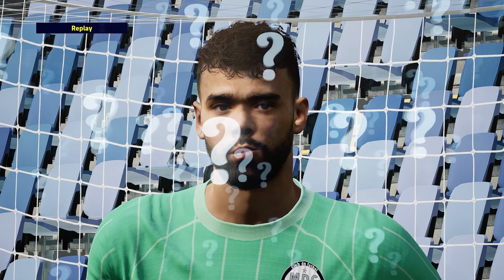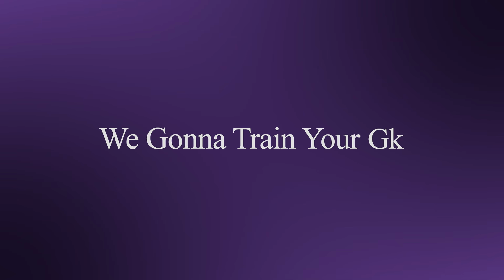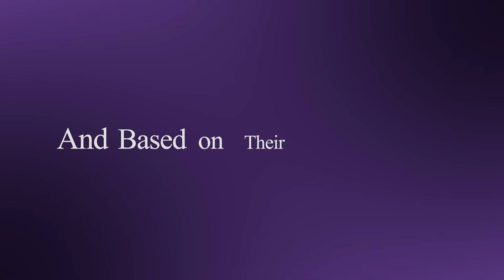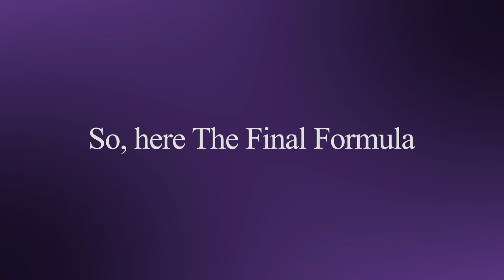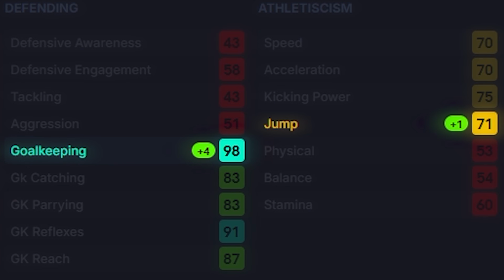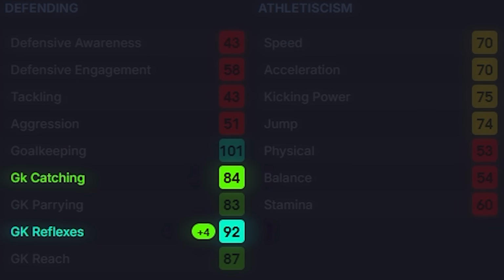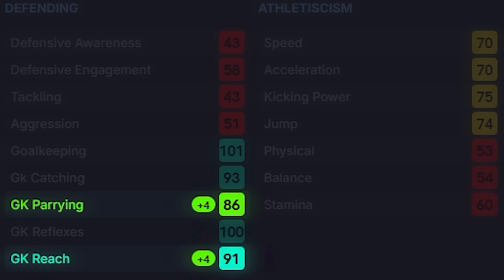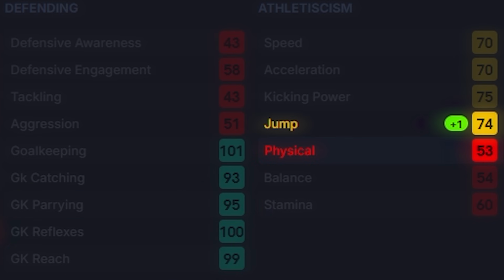So the question is how to give perfect training to your goalkeeper. Now we're going to train your goalkeeper according to their body type and based on their weaknesses. So here is the final formula. Small body type GKs have reach weaknesses. Let's fix it. First of all, we'll prioritize awareness. Then we're going to prioritize reflex. After that, reach. Then if any points are left, we're going to put them into jump.